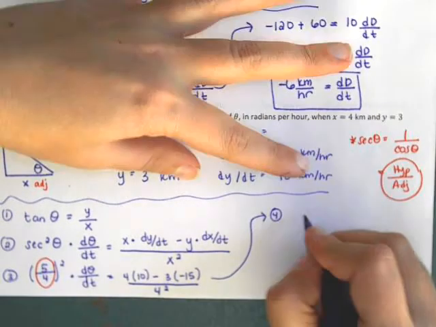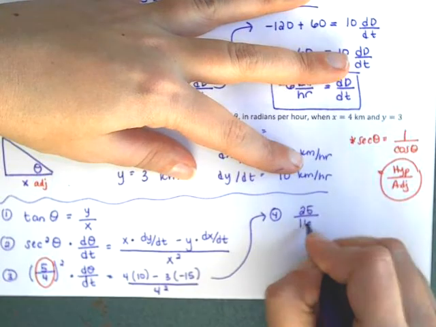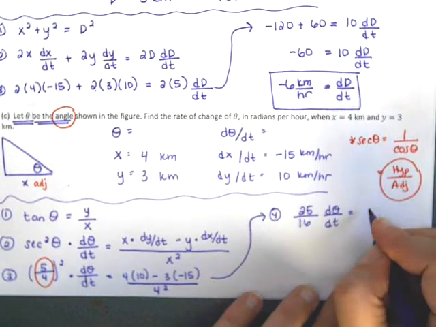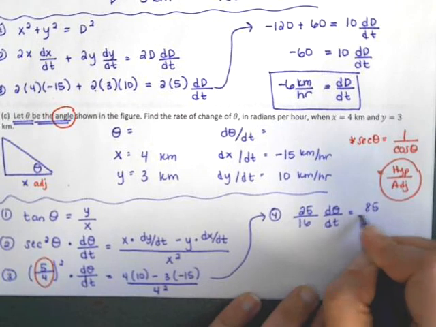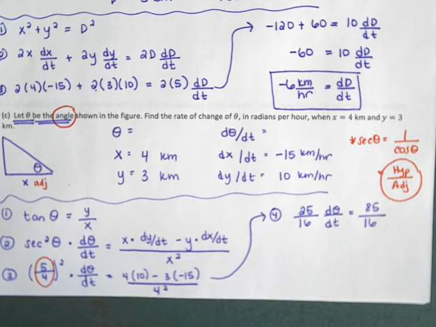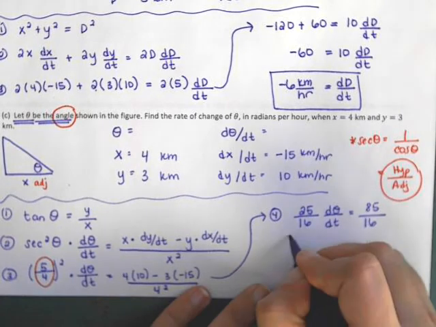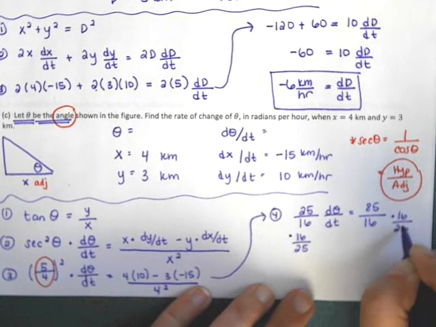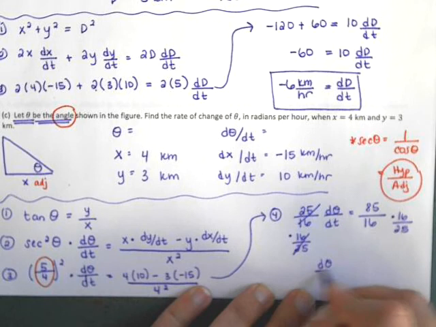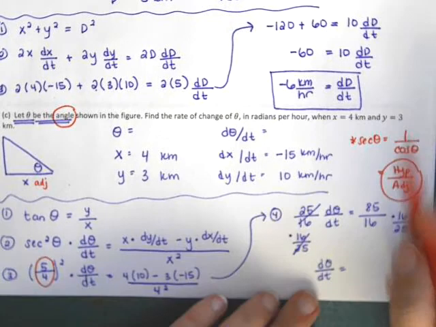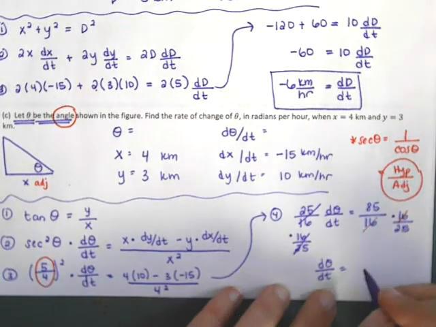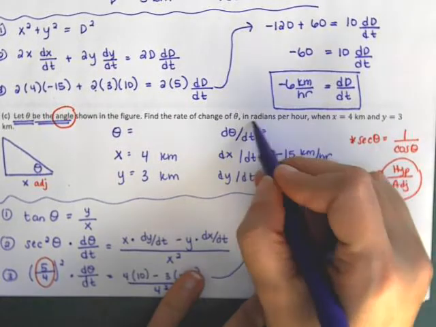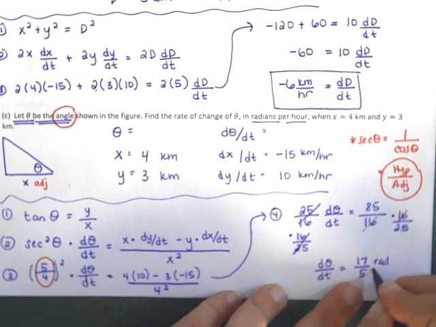Now let's simplify. 5 over 4 squared is 25 over 16, d theta dt. 40 plus 45, which is going to be 85, divided by 16. And finally, I'm just going to multiply by 16 over 25 to make this cancel. So d theta dt will equal, the 16s cancel. If we divide by 5, we get 17 over 5. And we're measuring in radians per hour, so it would be radians per hour.